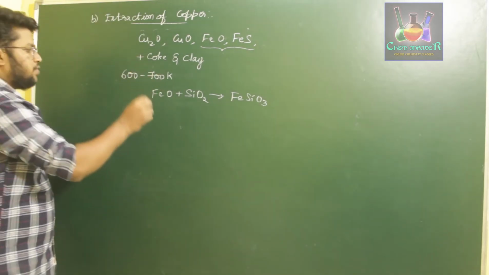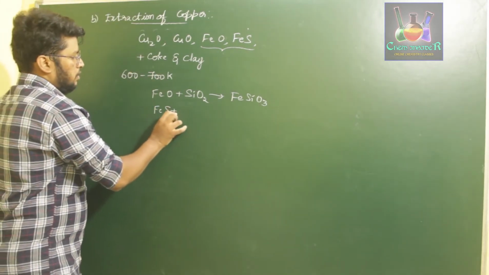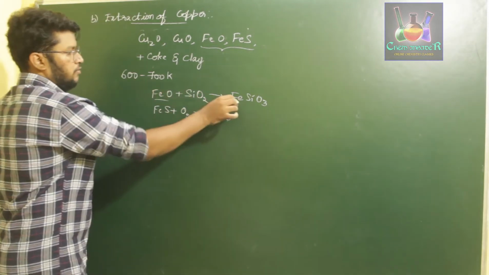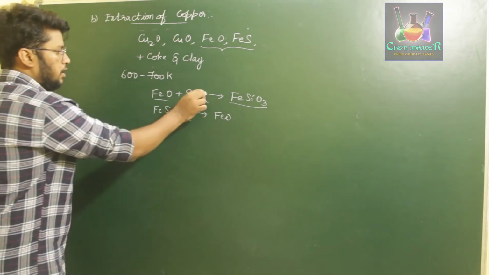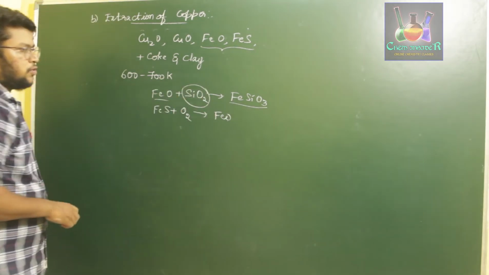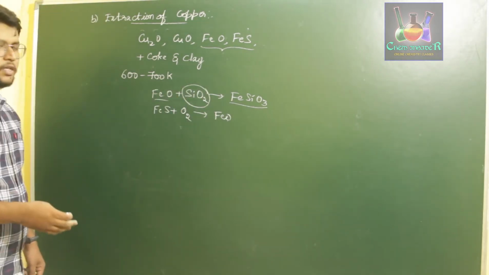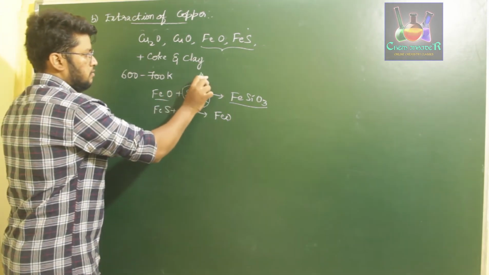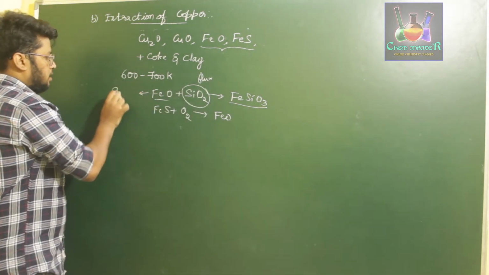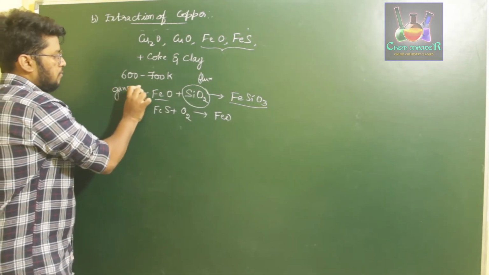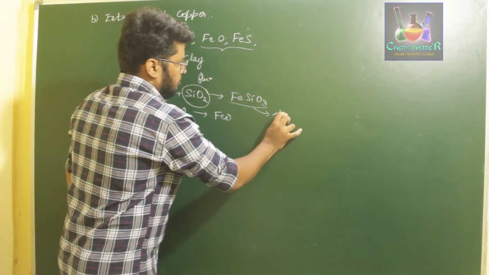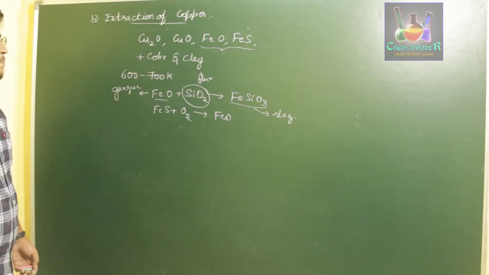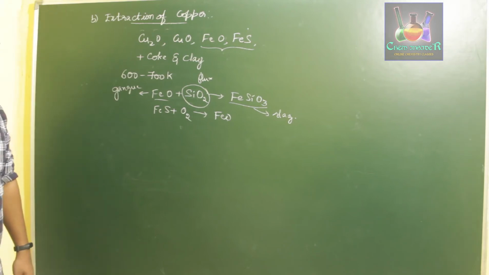Okay, and FeS, which is present again, reacts with burning oxygen to get FeO, which further gets converted to FeSiO3 using the slag. So here, the clay which we are using, that is SiO2, is acting as a flux in order to prepare our slag. So this is our flux, this is our gangue particles, and this is our slag. Okay, so this is how we separate all other ferrous impurities present in our given cuprous oxide ores.